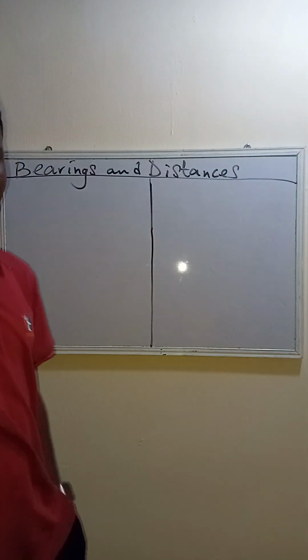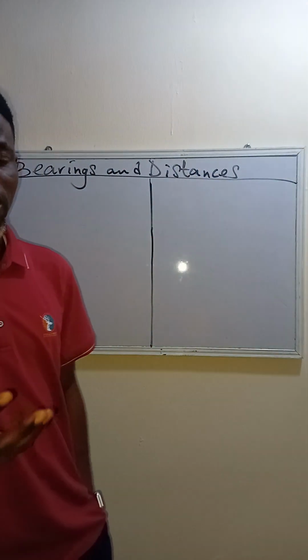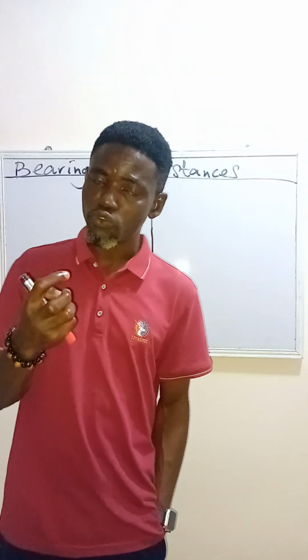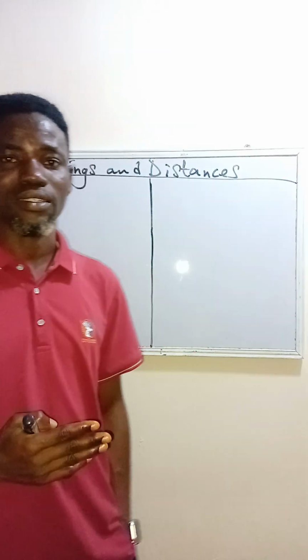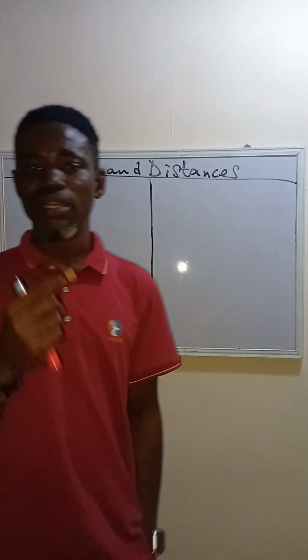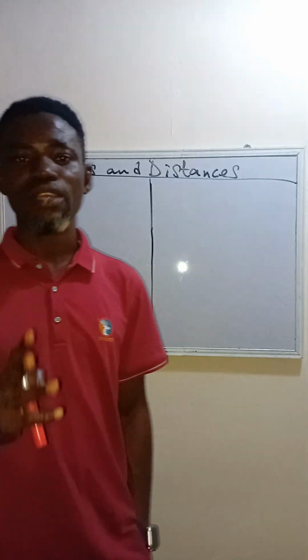What is bearing itself? Bearing gives the direction between two points in terms of angles in degrees. That is bearing. We said bearing gives the direction between two points in terms of an angle in degrees.